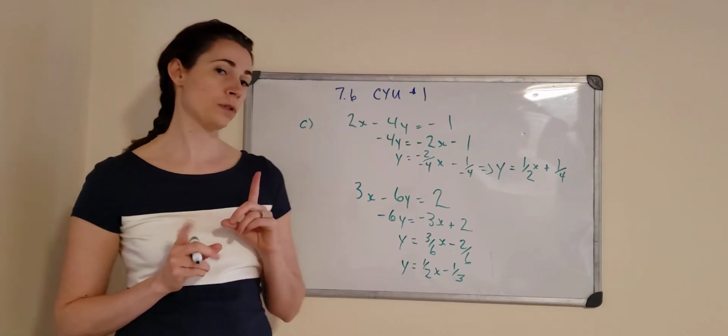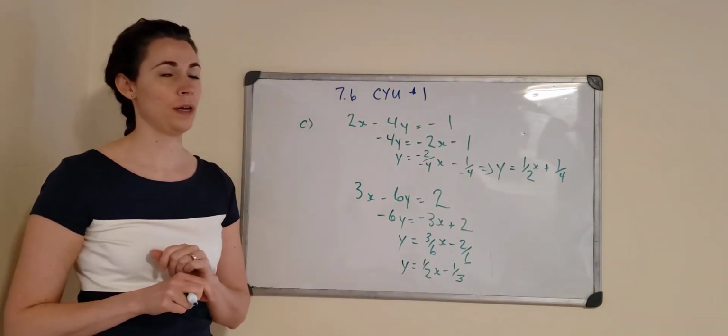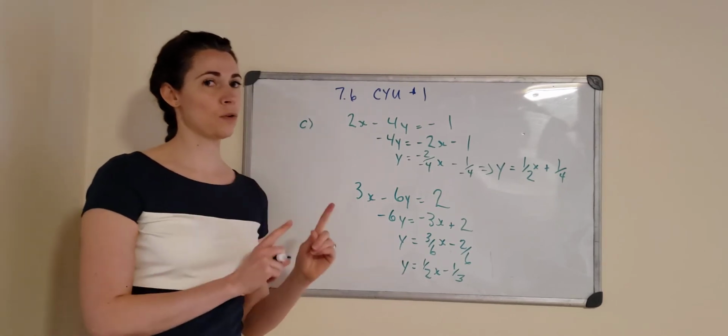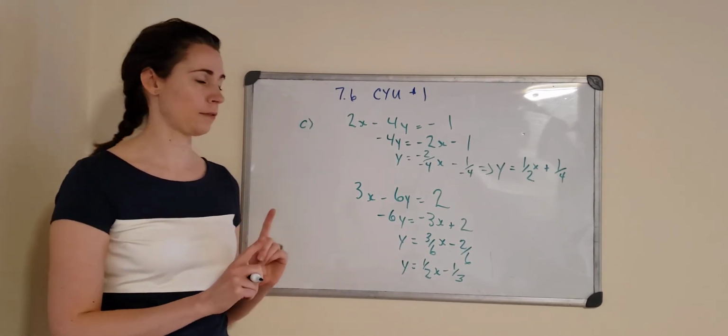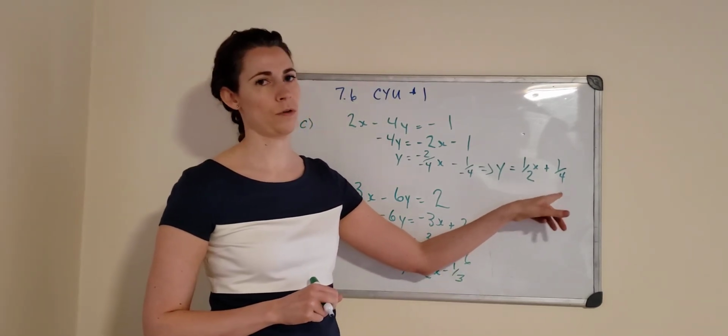Okay, let's look at the slopes first. 1/2, 1/2, they're both positive, so they have the same slope. Now we do need to find out, is the y-intercept the same or not? Because this makes a difference, okay? Y-intercept is negative 1 over 3, and the other is 1 over 4.